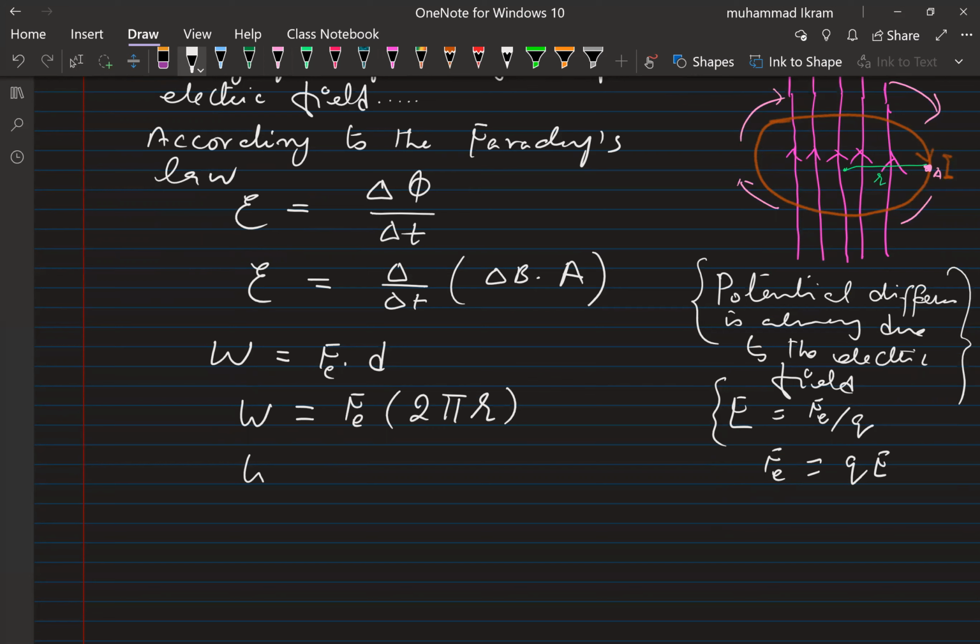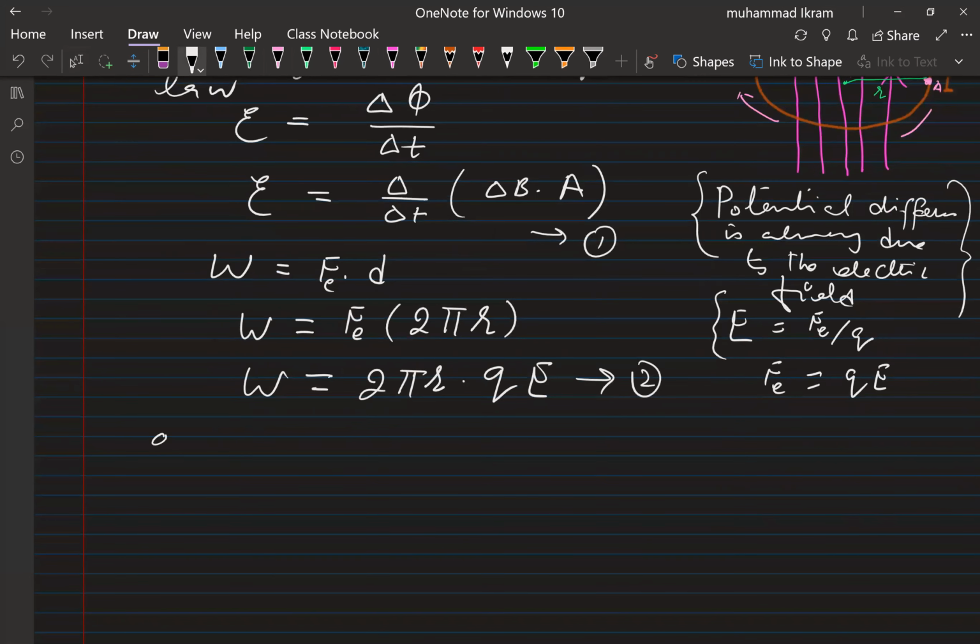Right now the work done will be equal to 2 pi r into the charge. Now what is that? The force, Q into E. This is equation number 1, and this is equation number 2. Also, from the definition of the electric potential, it is the work done per unit charge.